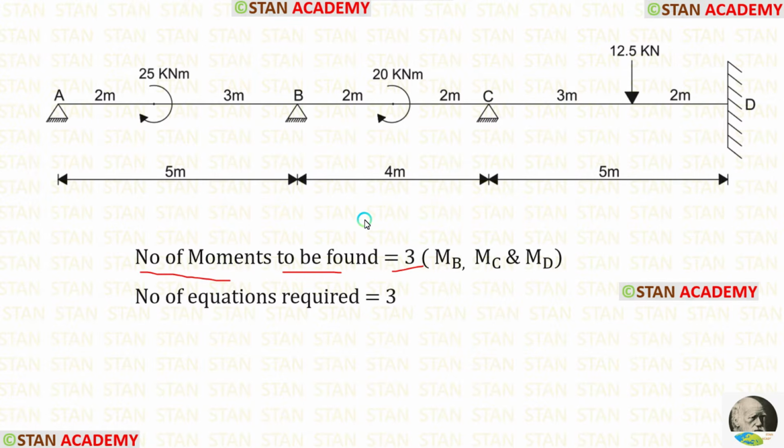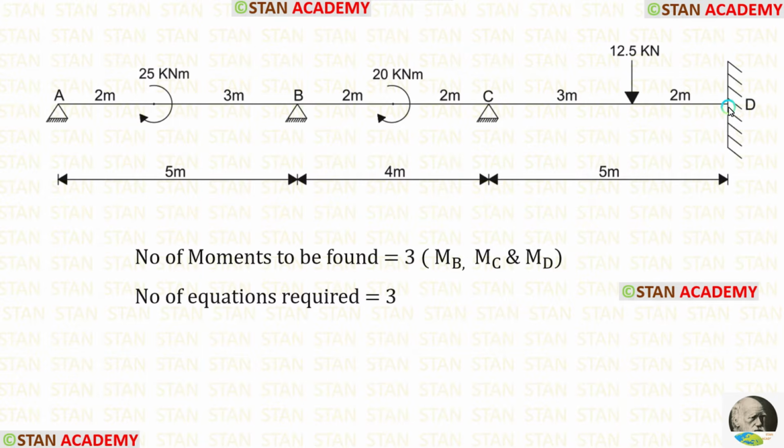Using two spans, we can make one equation. Using the spans AB and BC, we can make one equation. And using the spans BC and CD, we can make one equation. So, in this way, we can make two equations, but the number of equations required are 3.